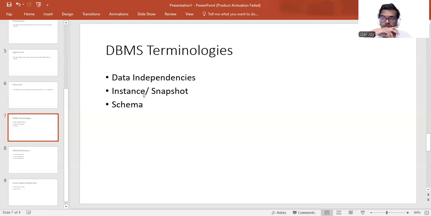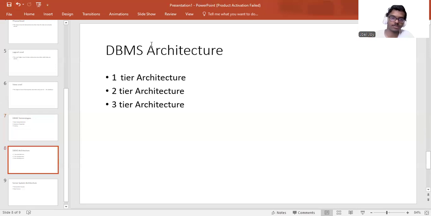Schema is the overall design of the database on how the database is stored. Now, moving on to the next one, it is the DBMS architecture.